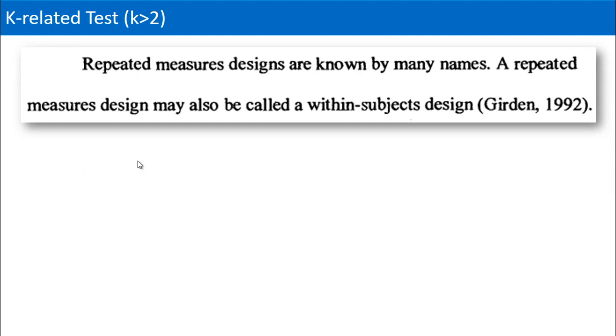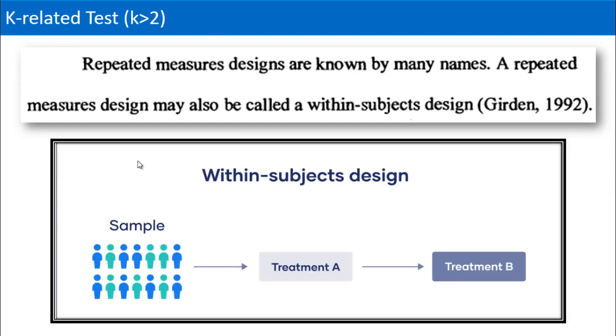Repeated measures have different names. The first is called within subject design. This is how it goes: we have the sample, and these samples will undergo treatment A, and after some time they will be treated with treatment B. This is also known as the extension of the paired t-test. It means repeated measures ANOVA is more than the paired t-test. We are not just doing 2 pairs, but 3, 4, or more pairs of variables.